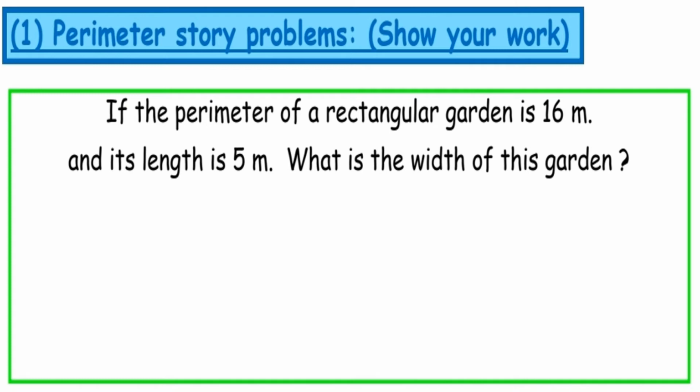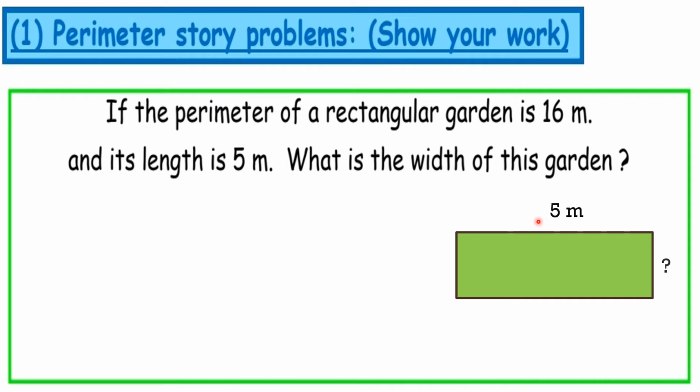We have here some story problems about perimeter. If the perimeter of a rectangular garden is 16 meters and the length is 5 meters, what is the width of this garden? So I have here a garden whose length is 5 meters, but I don't know the width. But I know the perimeter of it. So I will use the law of the perimeter of a rectangle, which is 2 by length plus width.